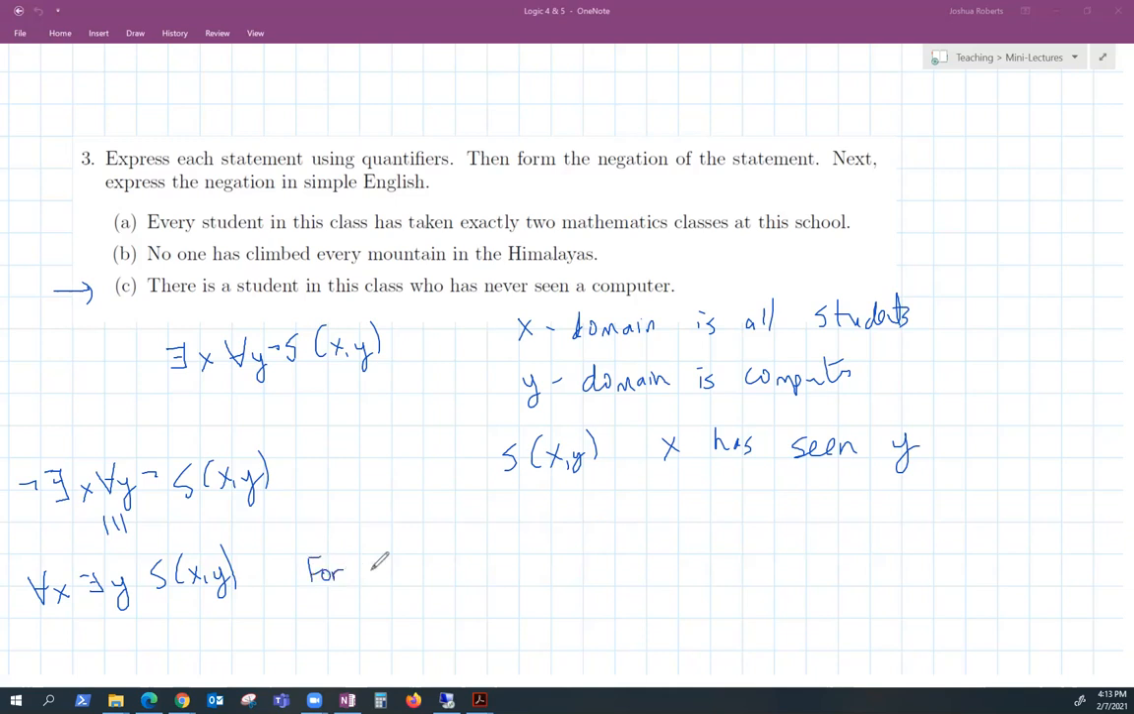So in English, this would be, for every student, there is a computer that the student has seen. So in other words, every student has seen some computer. And that's how you would not only write the nested quantified predicate in English, that's how you would negate it and then translate it back into English. So practice these problems. And as always, let me know if you have any questions whatsoever.